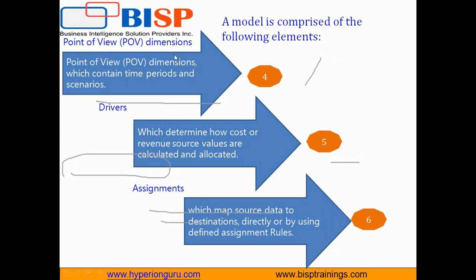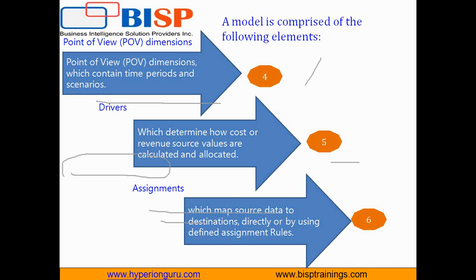We'll talk about the point of view dimension. Point of view dimension consists of your time, period, and scenario. Using the point of view dimension and a combination of time, period, and scenario, you could do what if analysis. What if product cost is increased by 10%, how is it going to impact my profitability? Or decreased by 5%, how is it going to impact my profitability? So we can do what if analysis with respect to these 3 dimensions in the point of view.